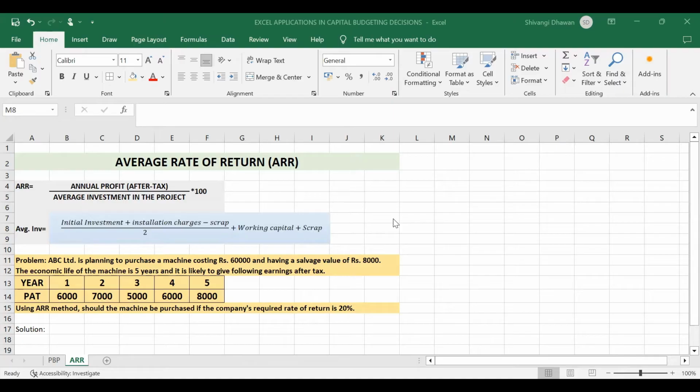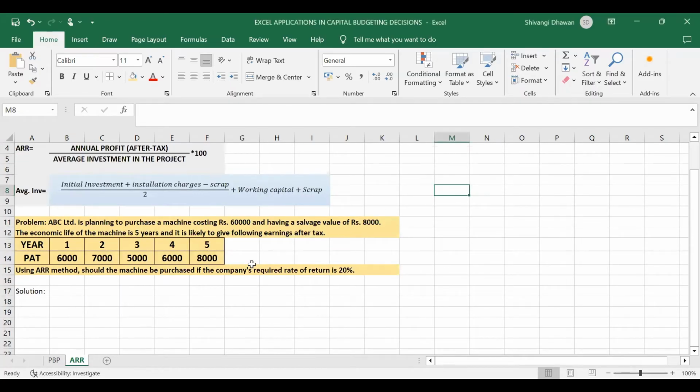So here is a question. ABC Limited is planning to purchase a machine costing rupees 60,000 and having a scrap or a salvage value of rupees 8,000. The economic life of the machine is 5 years and it is likely to give following earnings after tax. So here 5 years are given to us and profit after tax for the individual years are also mentioned.